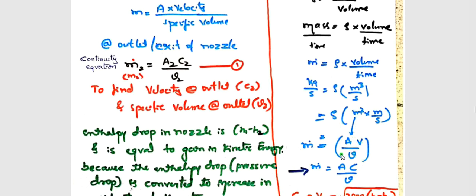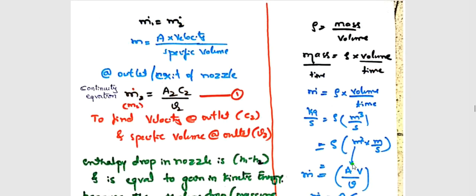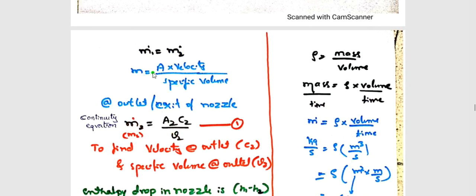So area into velocity divided by specific volume. The reason is that 1 by specific volume, the reciprocal of specific volume, is called density. Density is the reciprocal of specific volume, or density is mass by volume, both are the same. So here m dot is equal to area, velocity, and as I told you I will use the letter C for velocity to avoid confusion in the equations. Specific volume is V. So m dot is equal to area into C divided by V. The same equation I have taken here: m is equal to area into velocity divided by specific volume.